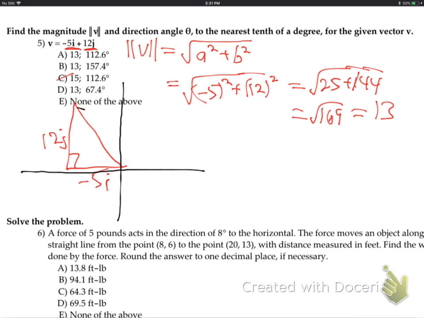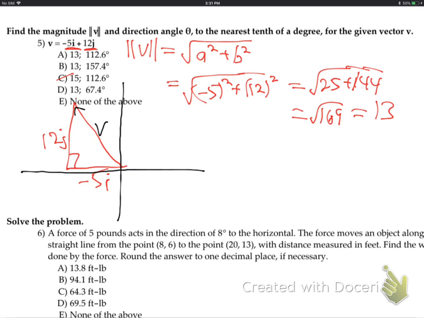So this vector is right here. This vector V, it's back 5, up 12, isn't it? Everybody good there? I want to find the angle. Now, what angle? When they say the direction angle, they're saying find the magnitude V and the direction angle theta. How do I find a direction? What is a direction angle?